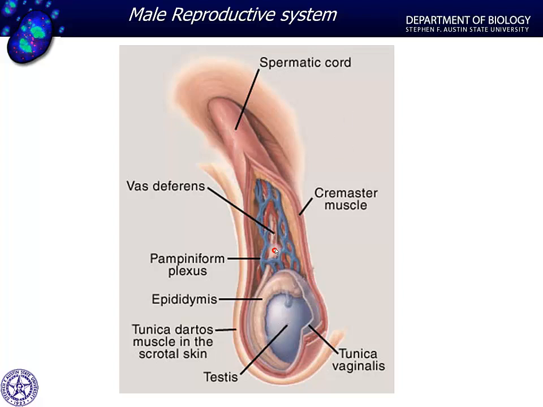Here we can see the vas deferens, here we can see a testicular artery coming down, and here is our pampiniform plexus that is moving around the arterial supply. So the warmer arterial blood, the heat's going to be exchanged and moved into the venous blood as it moves out rather than make its way to the testes.